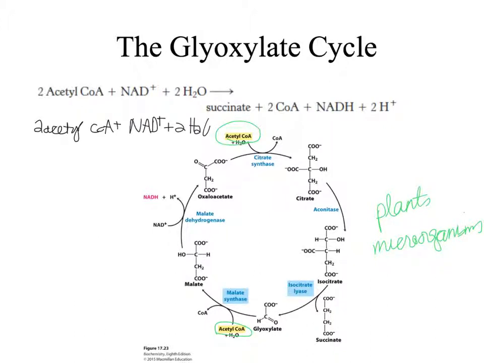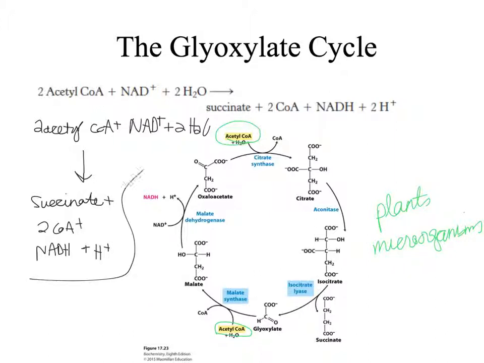Our reactants are 2 acetyl-CoA plus NAD plus 2 H2O. And our products, succinate, 2 CoA, NADH, NH plus. Okay, so this is the net reaction for the glyoxylate cycle.